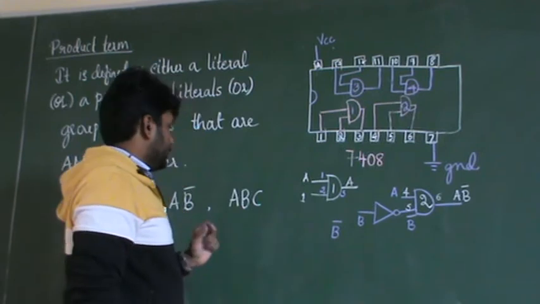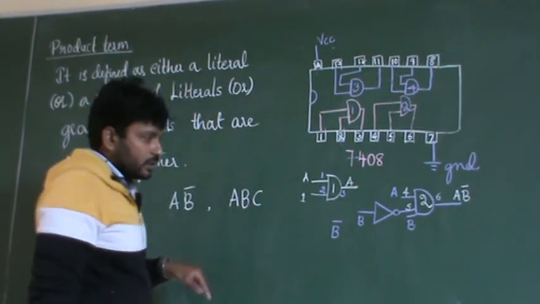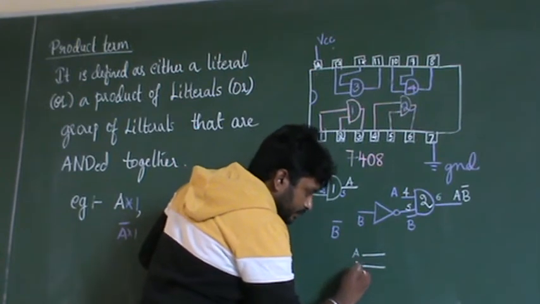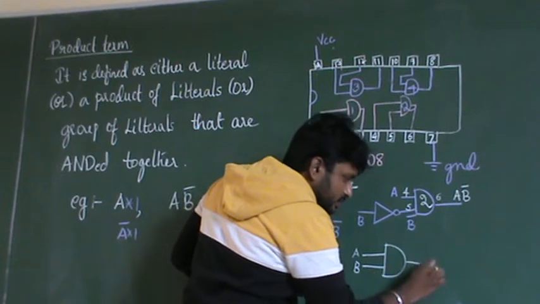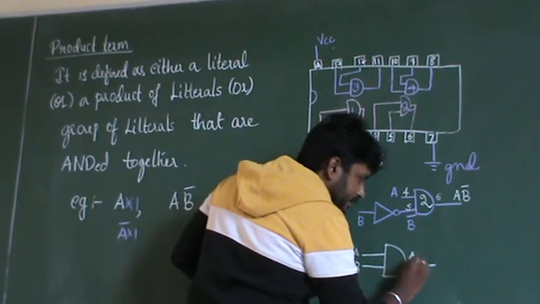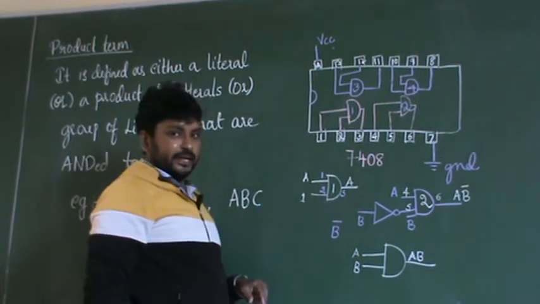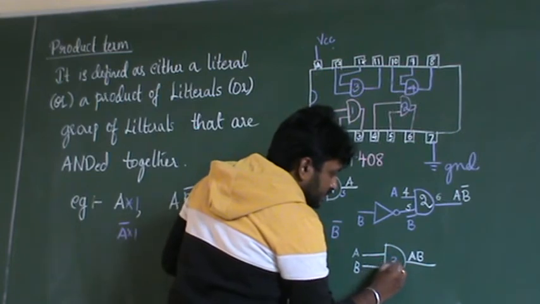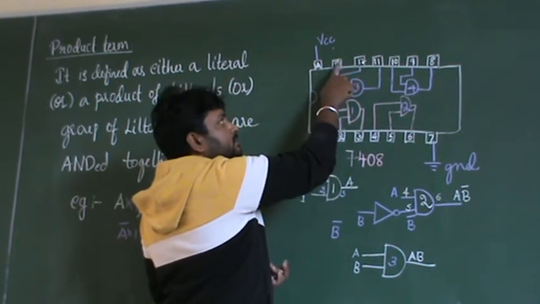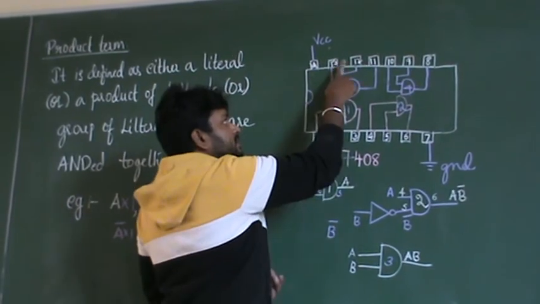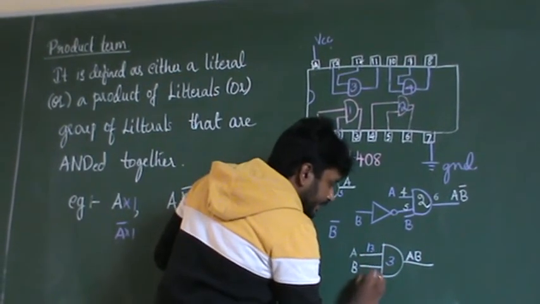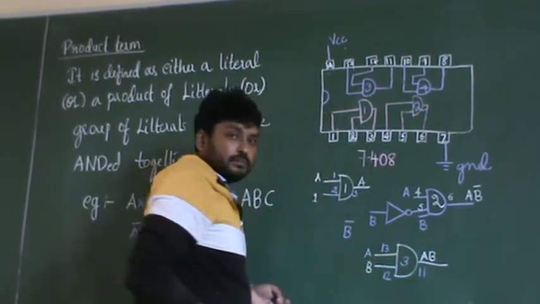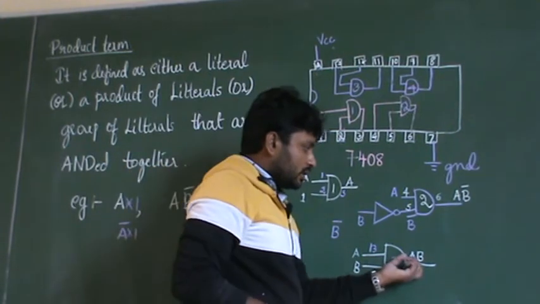Next example is A, B, C. Okay. A, B. So what is the answer you will be getting here? It is just A into B. So for example, I am using the third AND gate. What are the numbers here? It is 13 and 12. What is the output number of the third AND gate? It is 11. Now I have got only A and B.